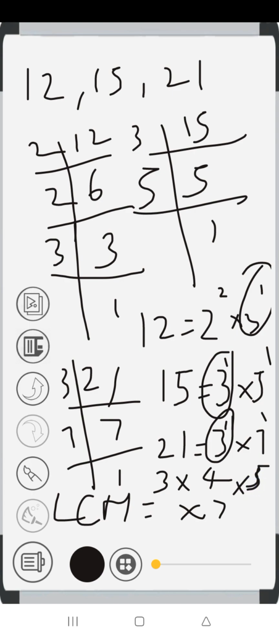So 3 4s are 12, 12 5s are 60, 60 into 7 it is 6 7s are... 3 4s are 12, 12 5s are 60, 6 7s are 42. Sorry. So it is 420. LCM is equal to 420. That's the answer.